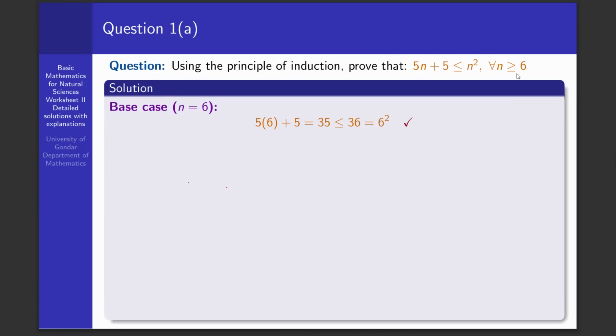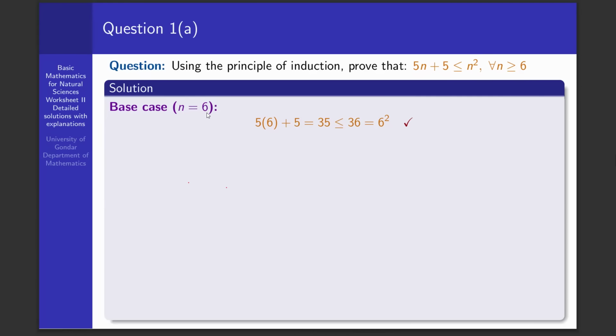The first one, the base case, is just proving or checking the truthiness of the statement for the first few elements of n. In this case, the first value of n is 6, so let us check for n equal to 6. If we substitute 6 in the place of n, we have 5 times 6 plus 5, which is equal to 35, which is less than or equal to 36, which is 6 square. So it holds true for the first value of n, that is n equal to 6.